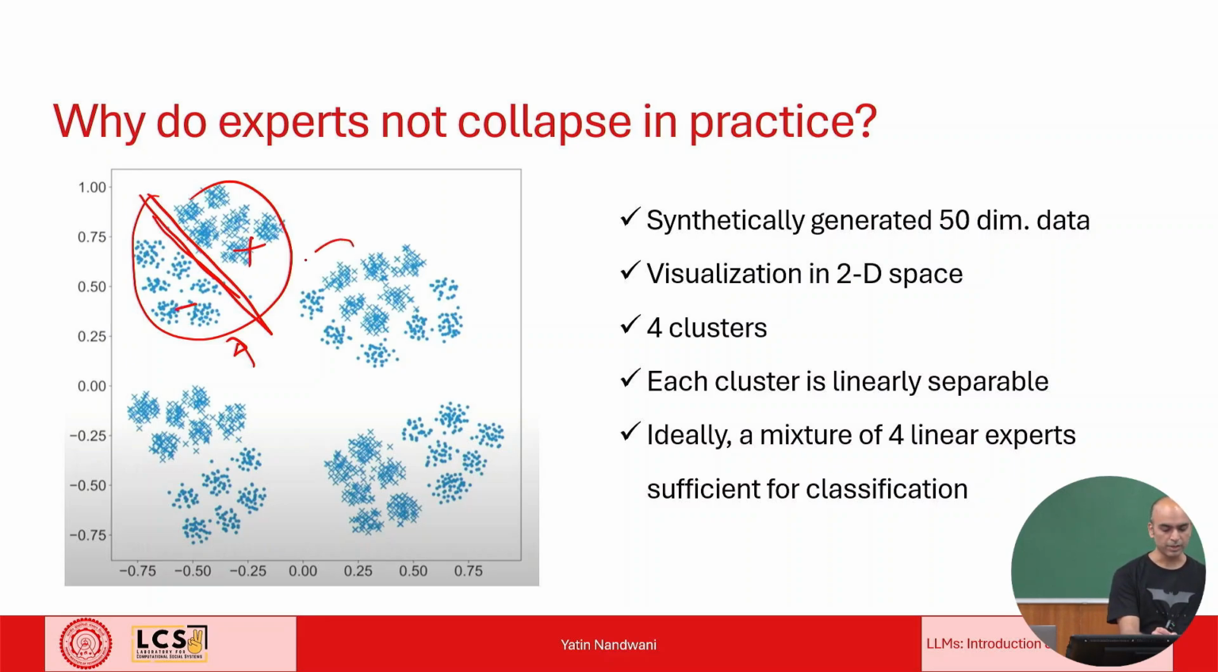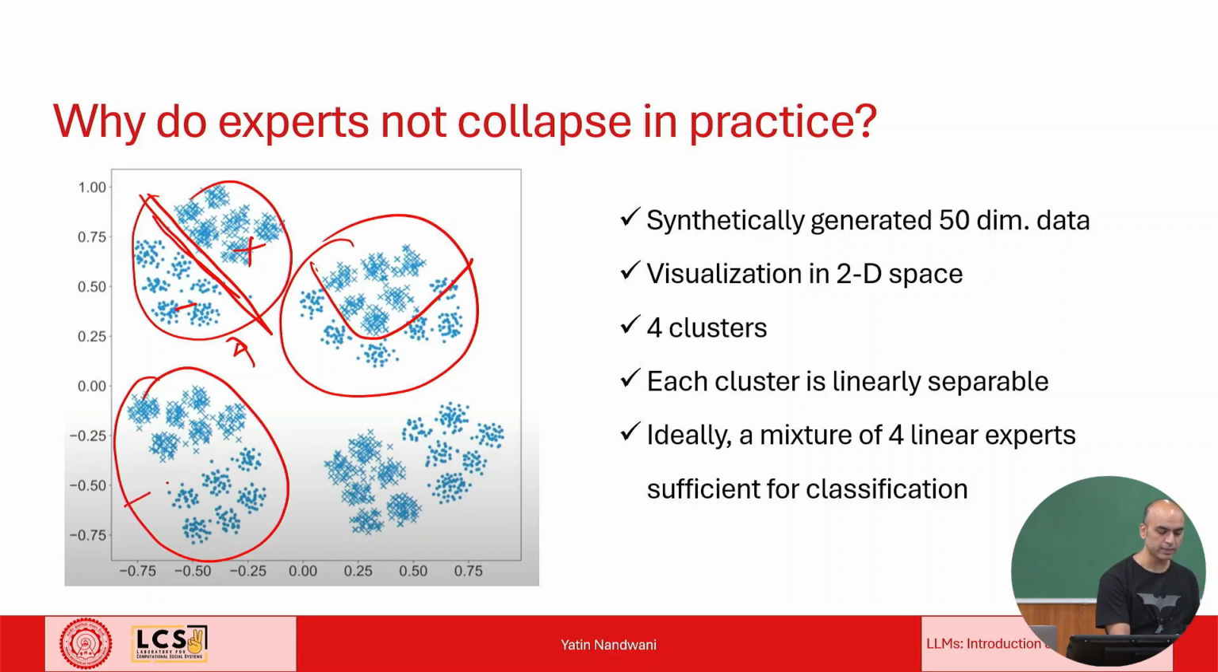And if a data point is coming from this cluster, then the router should assign it to the expert corresponding to this cluster, and then a linear classifier. So this is in high dimension. This is linear in high dimension, right? This is a two-dimensional representation, right? So it will get assigned to this cluster, and similarly, if a sample is coming from this cluster, it should get assigned to this expert, which should be able to classify it linearly, and similarly for this, right?